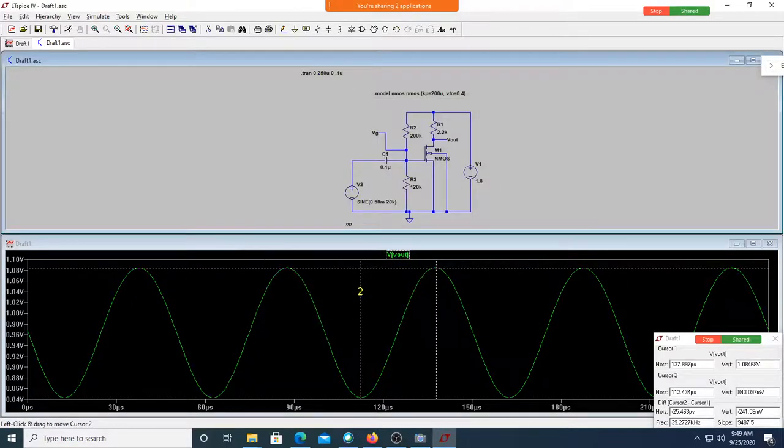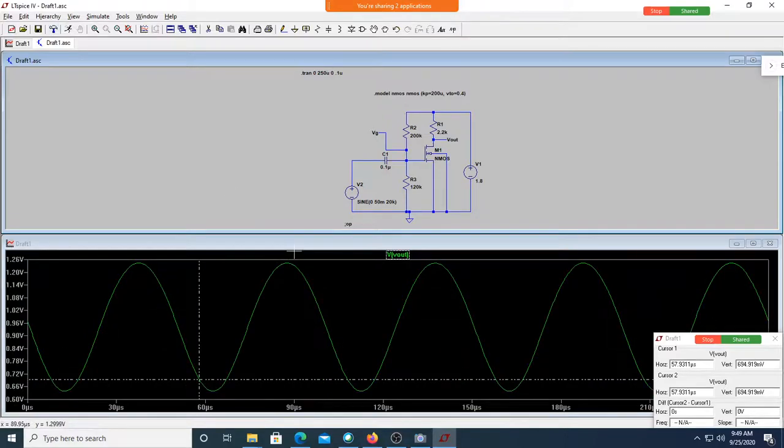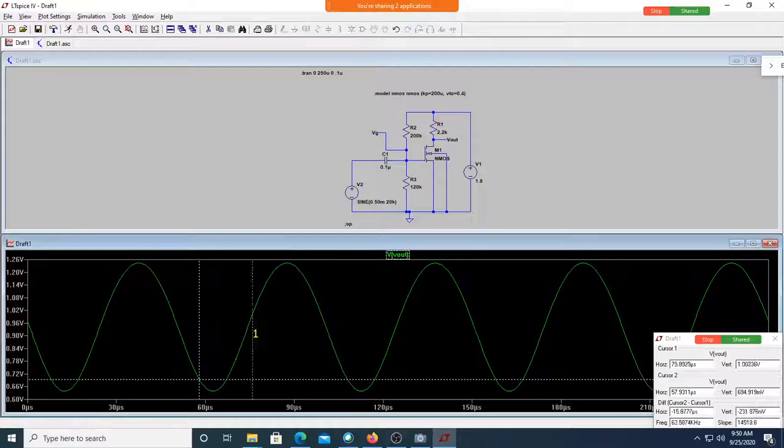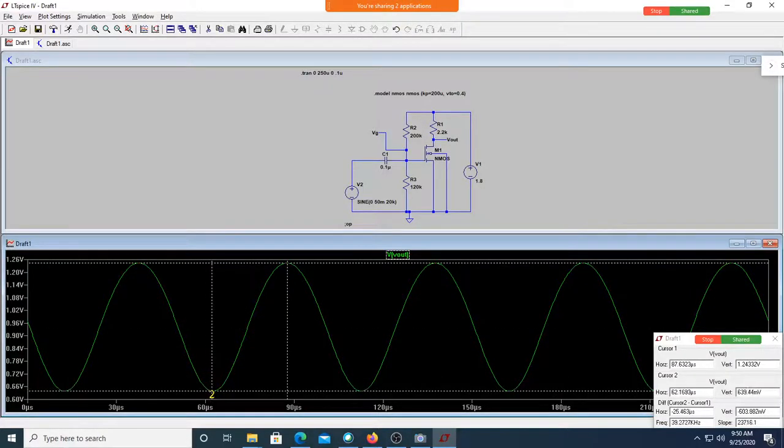Yes, sir. Okay, I made it 50. Let me run it now. Is it still fine? What I'll do, I'll again measure the gain. So 300. How much will be the expected gain? Expected output peak to peak? 600, sir. Is it 600? Yeah, sir. Approximately. Almost there.